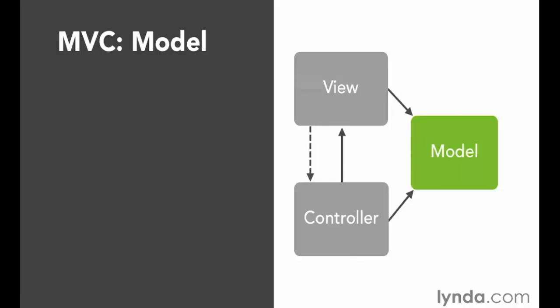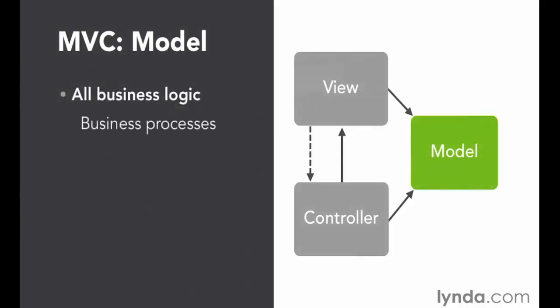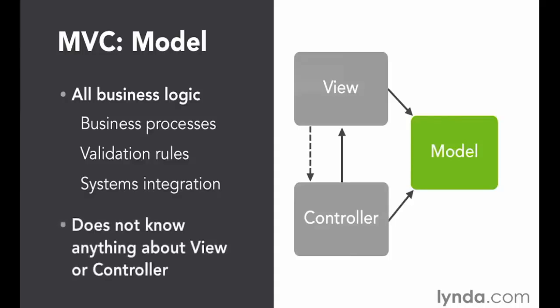And while the model certainly does define data structures, it's also much more than that. In the MVC pattern, the model is the heart of the application. It's where all of your business logic lives. Logic such as business processes, validation rules, or even the logic of integrating with other systems. MVC applications with good separation of concerns will contain a model layer that is completely isolated from the platform or environment that it's operating under.